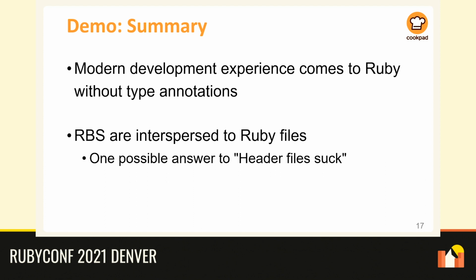Okay, great. What I want to say in this demonstration is that a modern development experience is feasible even with the type annotations being separate. Also, TypeProf displays RBS descriptions by interspersing them in a Ruby file. I believe that this is one answer to the header files suck issue.